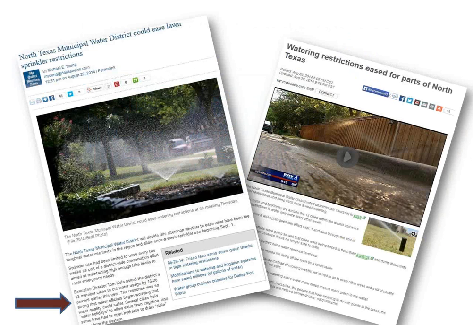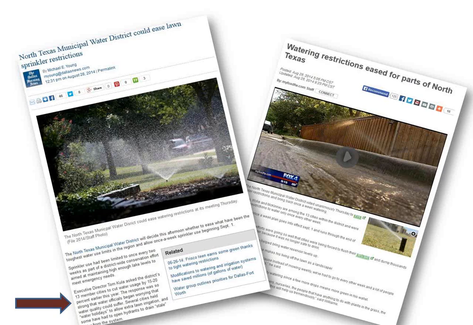Just another example, when we moved through in the media some articles, we moved through the summer. We had great participation from all of our cities. Again, we had upwards of 20 to 30% reduction. We really made it through the summer, ensuring that we could extend our water supply.